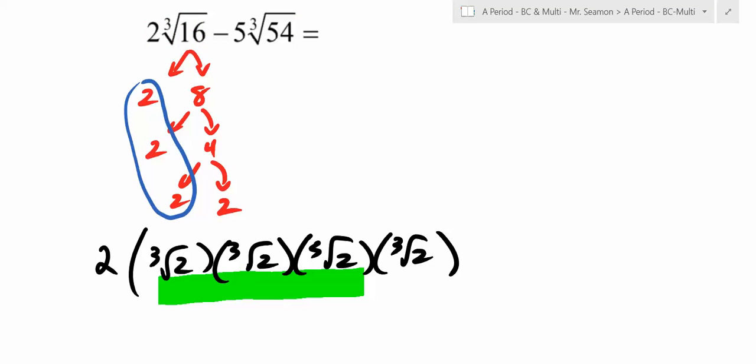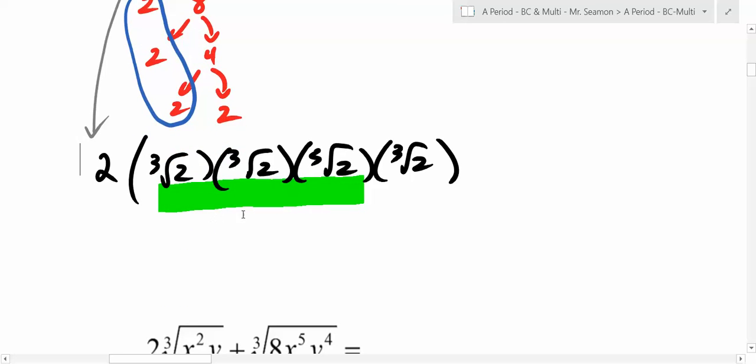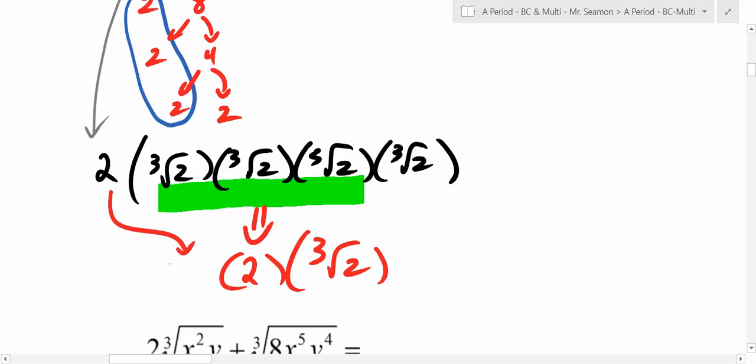This 2 right here. Everybody see this 2 right here? That 2 is along for the ride. It's already out there. But all these ones in the green right here, what do these 3 equal when you multiply them together? 2. And then you're still left with 1 cube root of 2, and this one comes down. So how many cube roots of 2 do you have now? How many cube roots of 2 do you have? 4 of them. So this equals 4 times the cube root of 2.